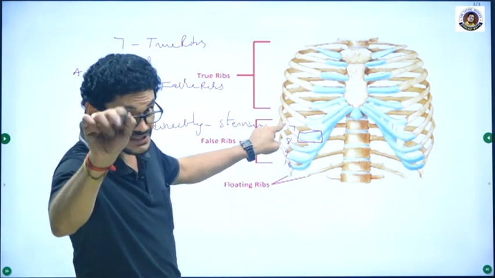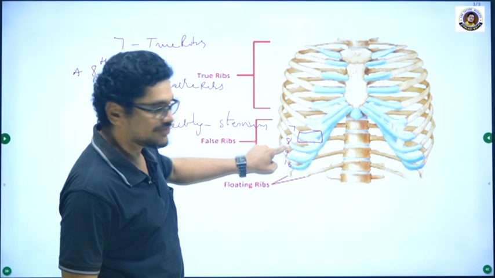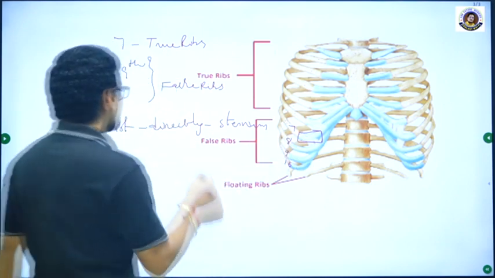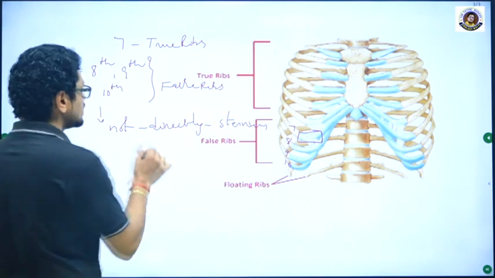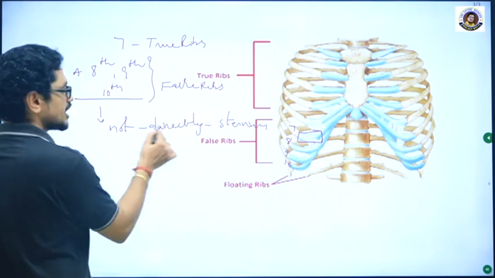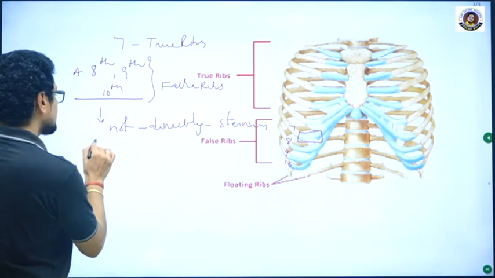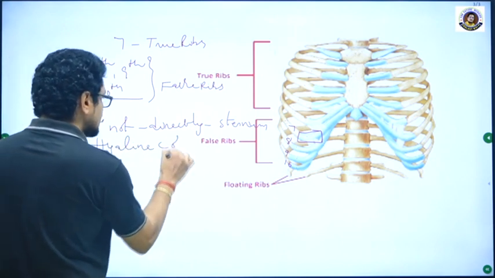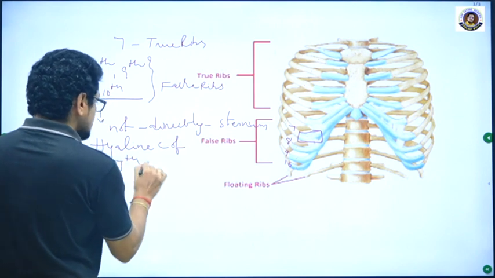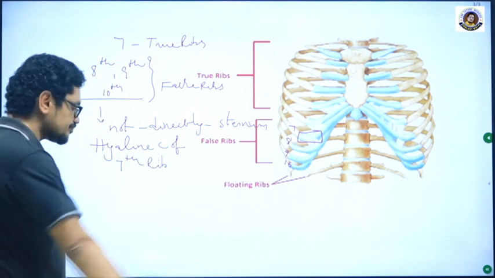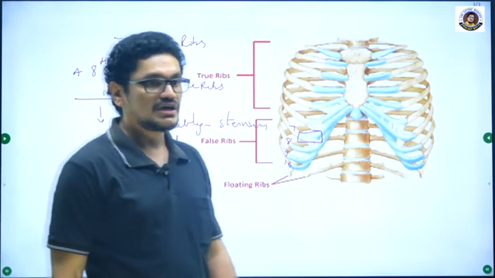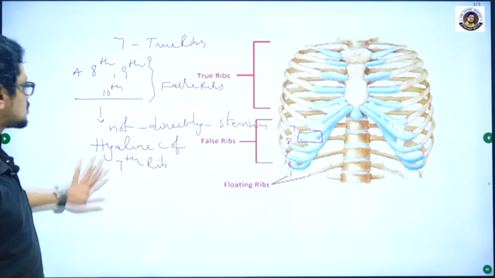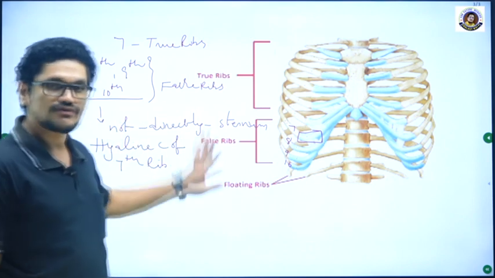So the 8th, 9th, 10th pairs of ribs are attaching to the cartilage of this one. Which one is this? The 7th rib. 8th, 9th, 10th pairs of ribs are attaching to the cartilages of the 7th rib. That is the reason why these are called false ribs. They are not attached directly to the sternum, but attached to the hyaline cartilage of the 7th rib. Okay? They are not attached directly to the sternum.